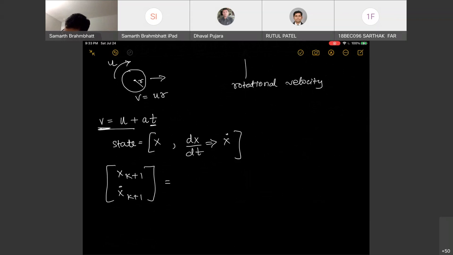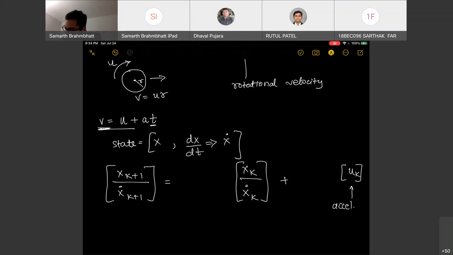It is some function of my xk and x dot k plus my uk. Uk here is acceleration. So how do we convert those things? Let's say, first of all, we know that this second dimension is related to velocity, right?